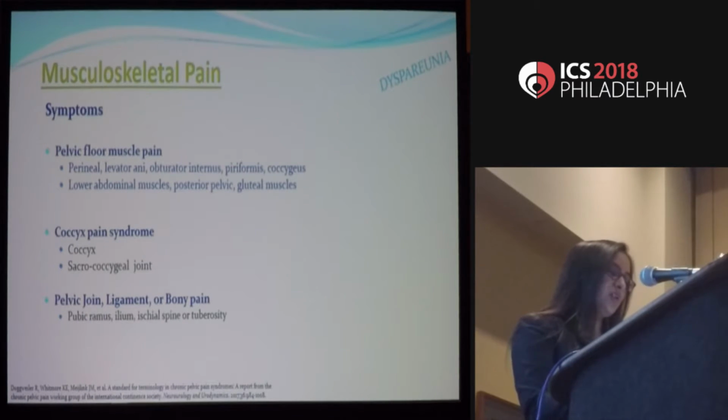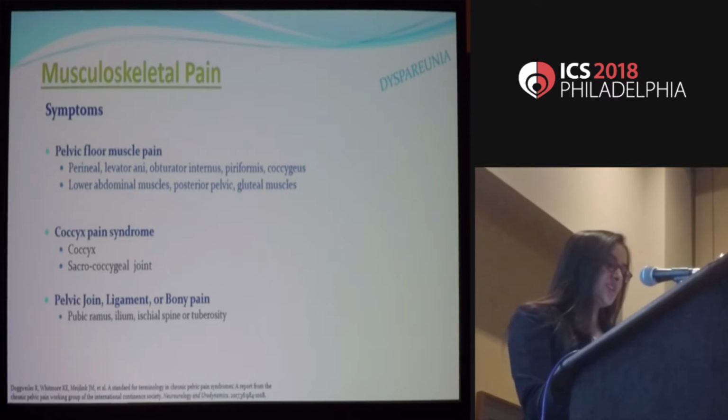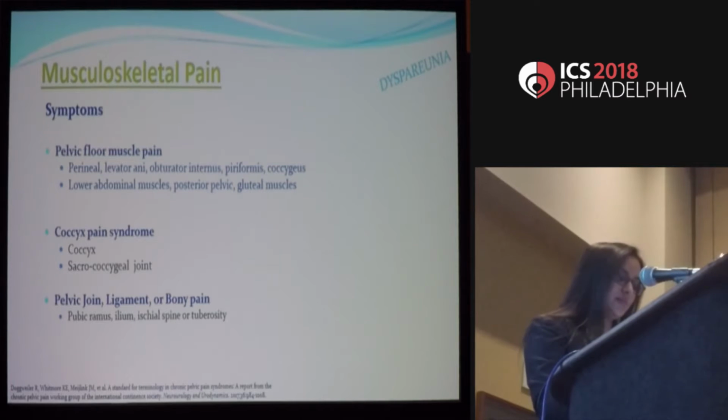Musculoskeletal domain pain may originate from the muscles, fascia, ligaments, joints, or bones. Common complaints include abdominal pelvic pain that may be associated with sitting, movement, change in posture, or sexual activity, or with bowel and voiding evacuation. This involves the pelvic floor muscles, the coccyx, the sacrococcygeal joint, and bony pain along the ramus, the ilium, and the ischium.